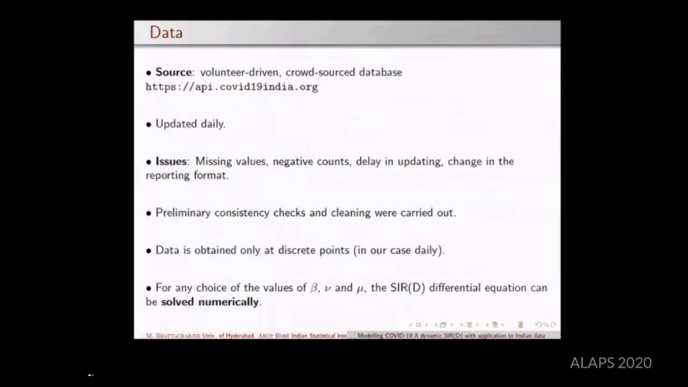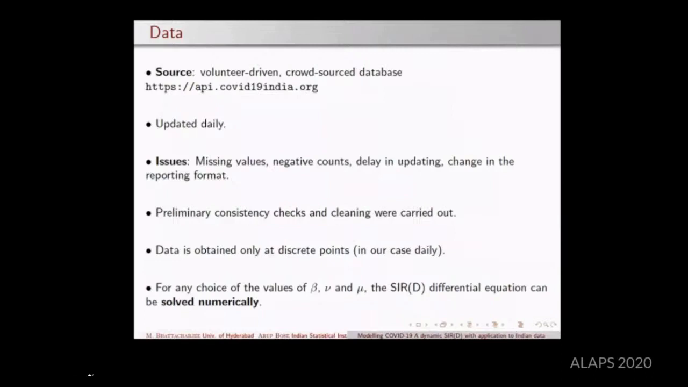The data source has been the volunteer-driven crowdsourced database, which is more or less standard now, especially for Indian data. This data is updated daily. And as you pointed out earlier, there are issues with this data. For example, there could be missing values, negative counts, delay in updating, and change in the reporting format.